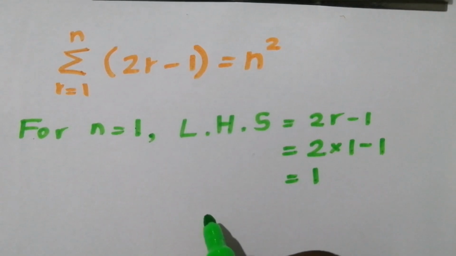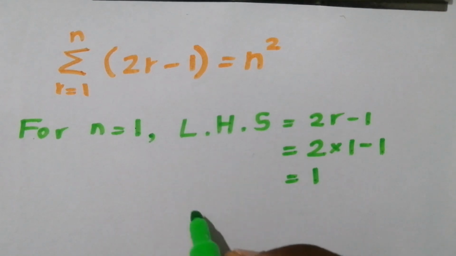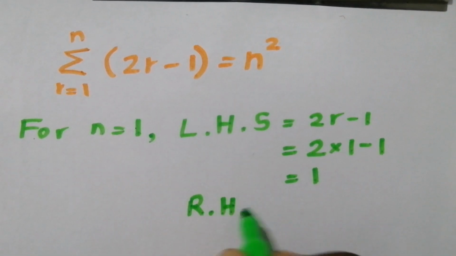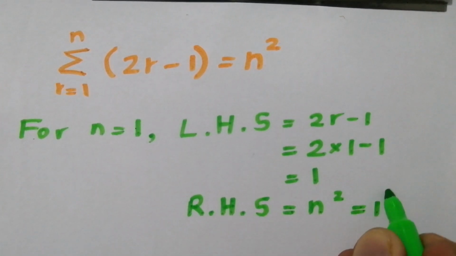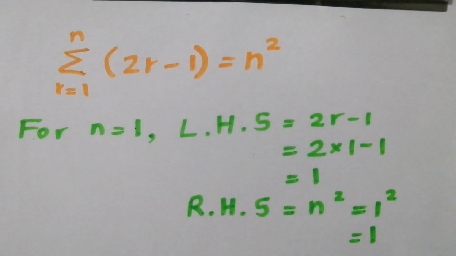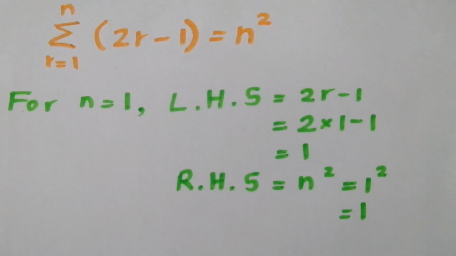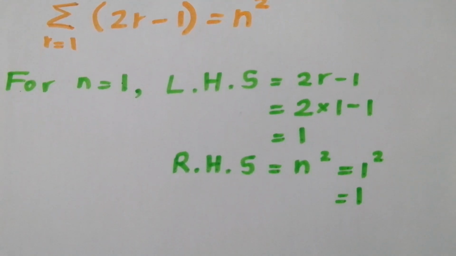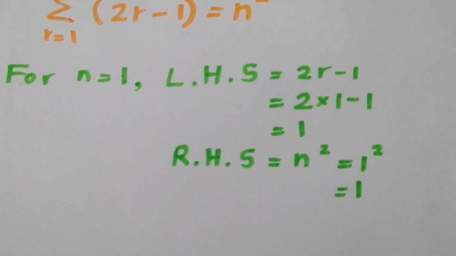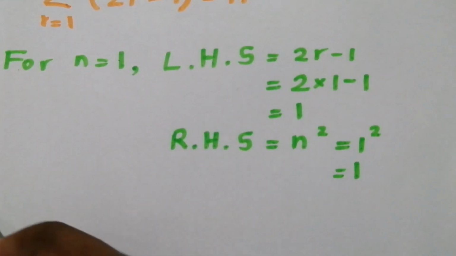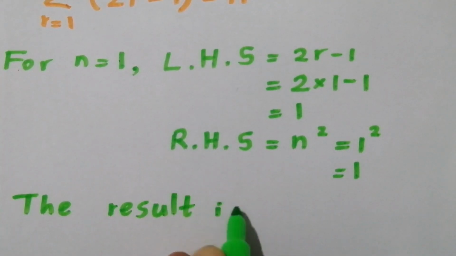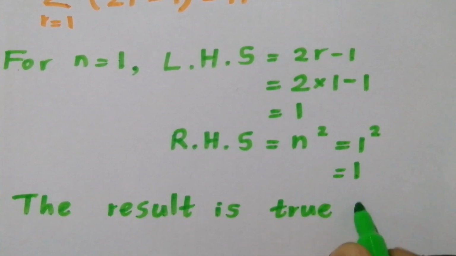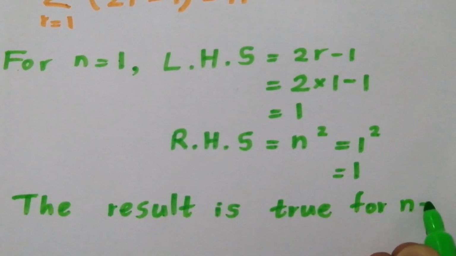Now we have to check the right hand side. It is n squared, so instead of n let's substitute 1 squared, which equals 1. Now you can see that the left hand side and the right hand side have the same value, 1. Now we want to write that the result is true for n equal 1. Therefore the result is true for n equal 1.